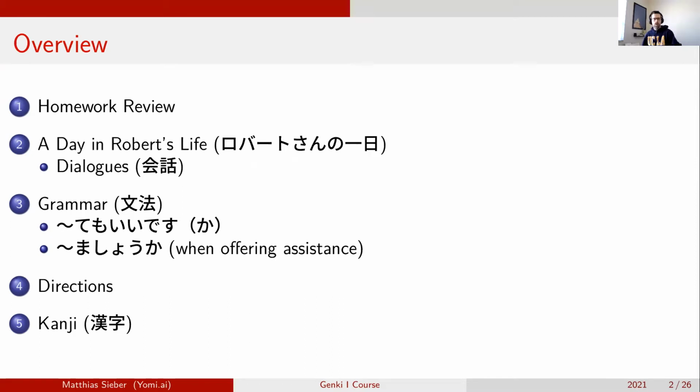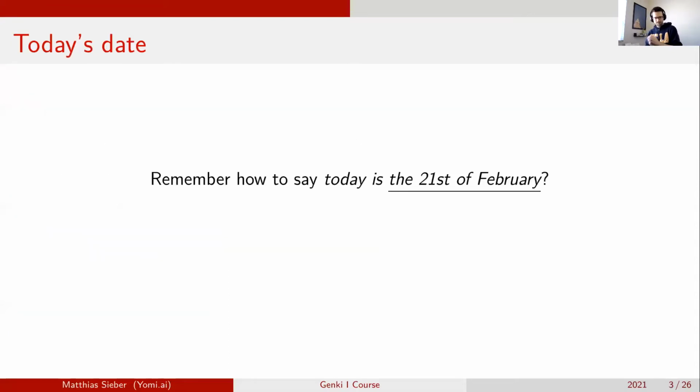And in case we have some time left, I also want to bring back essentially the digital whiteboard where you can draw on, and I can review together with you some of the things we can already write. So I have not forgotten that that was something that was valuable to you, but there's just a lot of stuff to cover. Okay, but first of all, remember how to say today is the 21st of February.